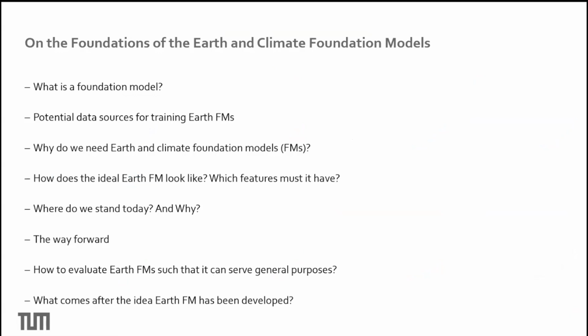Since you have already had an SSL lecture yesterday, and then geolocation embedding and self-supervised learning in the morning, I guess there's a consensus on what a foundation model is. Nevertheless, could anyone give me your understanding of a foundation model? Because this is usually the start of the discussion, and different people have different views on this.